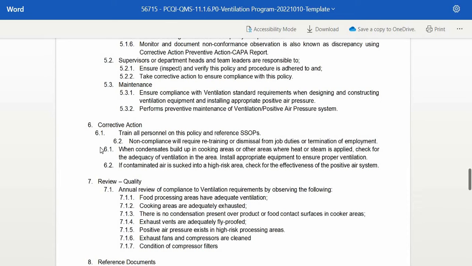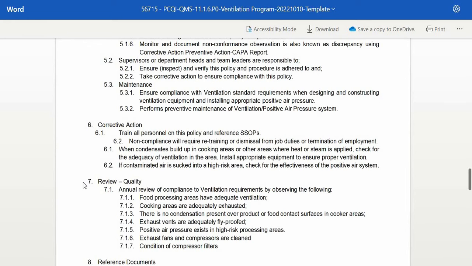When condensates build up in cooking areas or other areas where heat or steam is applied, check for the adequacy of ventilation in the area. Install appropriate equipment to ensure proper ventilation. Also, if contaminated air is sucked into a high-risk area, check for the effectiveness of the positive air system.